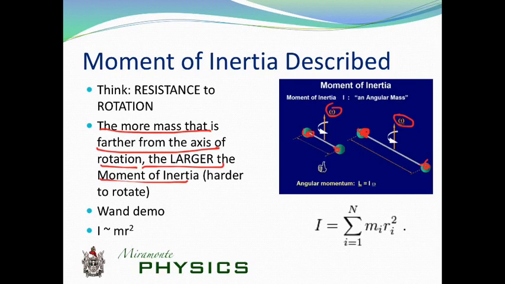So, like F equals ma, the bigger the mass, the less acceleration you get with the force. With the moment of inertia, the bigger the moment of inertia, the less it's going to want to accelerate in the angular direction if you apply a torque.